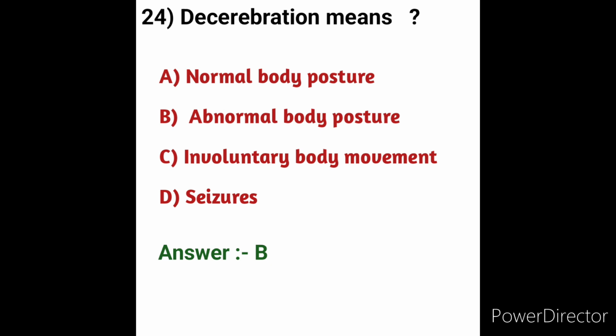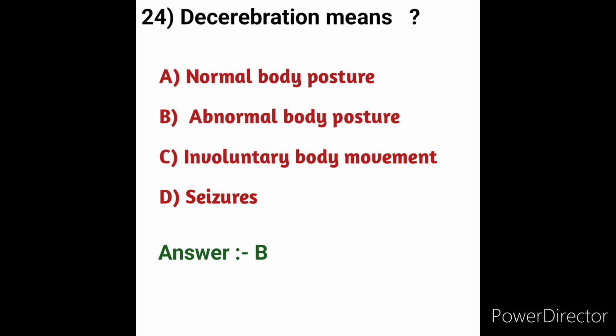Decerebration means what? What is decerebration? Options. Option A, normal body posture. Option B, abnormal body posture. Option C, involuntary body movement. Option D, seizures. The abnormal body posture is called decerebration. Option B is the correct answer.